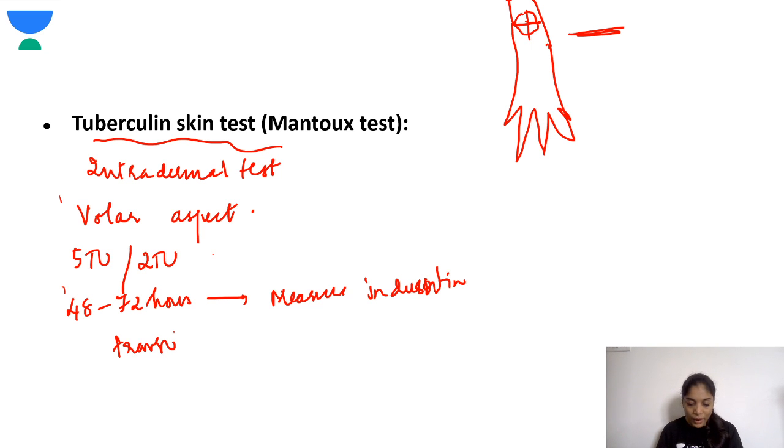So now how do you interpret it? If in the Mantoux test the induration is less than 10 mm, then there is no active disease.